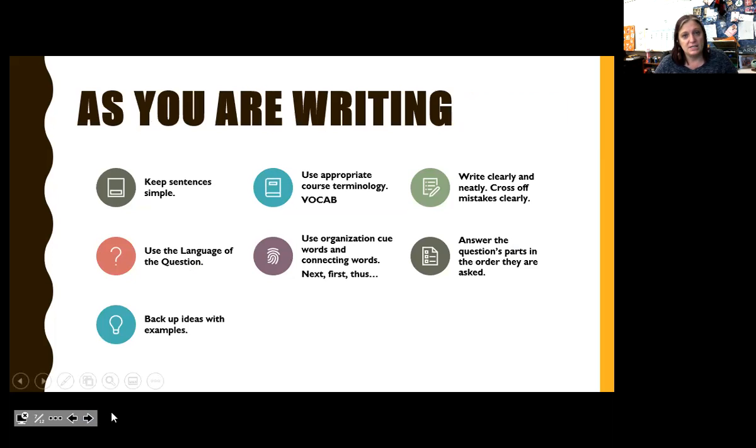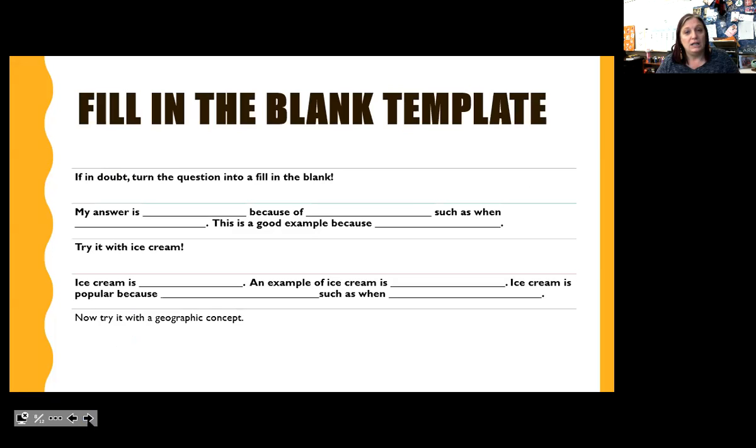As you're writing, keep your sentences simple. Use your appropriate vocabulary and terminology. If you make a mistake, that's just fine. Everybody makes mistakes. Simply cross the mistake out and keep on writing, because anything that's crossed out, we're not allowed to read. There you go. Remember to use words like next, first, because, however, such as. Use your connecting words. Make it clear that you understand how concepts fit together. That's what we're looking for as readers. Okay. If you are not sure how to do it, use the fill in the blank template.